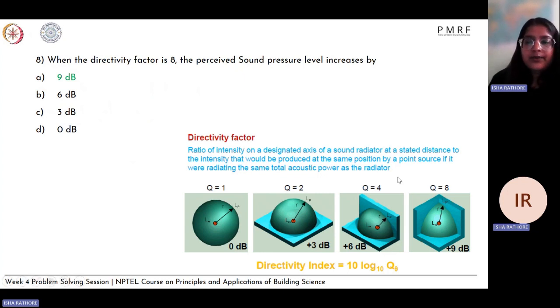If the directivity factor was 4, then it would have increased by 6 decibels. If the directivity factor was 2, then the sound pressure level would have increased by 3 decibels. If it was 1, it would have been 0, because log 1 is 0. It would have increased by 0 decibels.